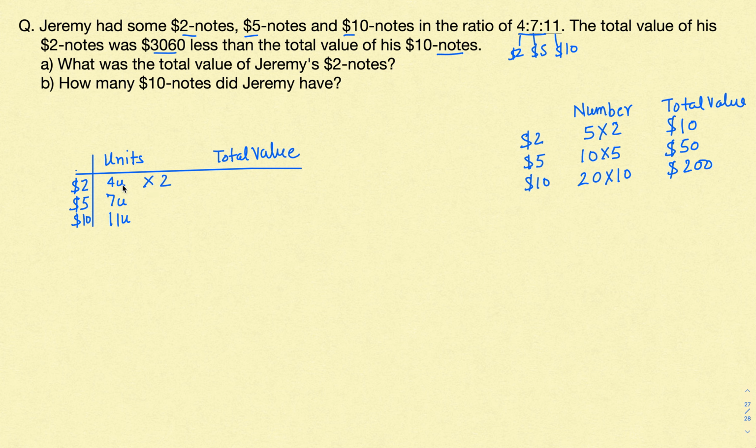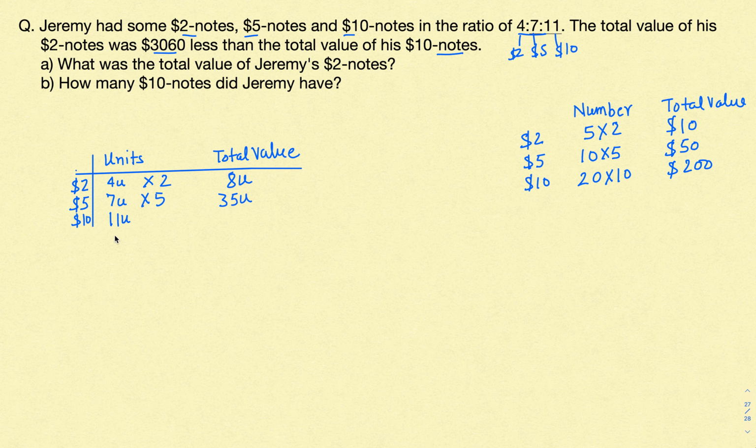For this one, the total units of $2 notes I have is 4 units. So just multiply it by 2. It will give you the total value of $2 notes. Similarly, for $5 notes, we know we have 7 units of $5 notes. So what will be its total value? Its total value will be 7 units times 5. That will give you 35 units.